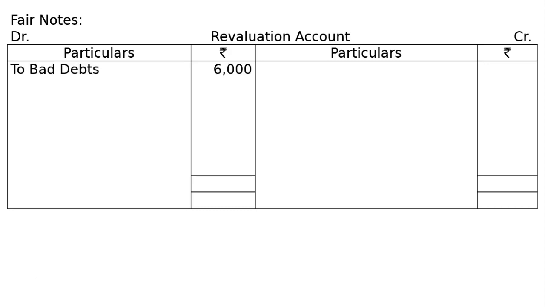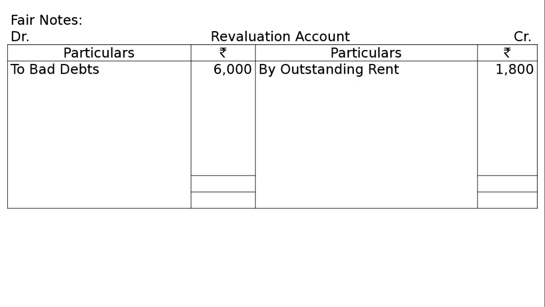Now, the working notes we have to prepare. Actually, they should be prepared just before the balance sheet. The revaluation and capital accounts are there in the working notes. For the revaluation account, you have to draw the proper format, and the first one is to bad debts, that is given to us in the adjustment, to write off bad debt amounting to rupees 6,000. Bad debt is a loss. Debtors are not paying. Hence, if they could not pay or we could not recover, that is a loss to the firm. It is debited to revaluation account.